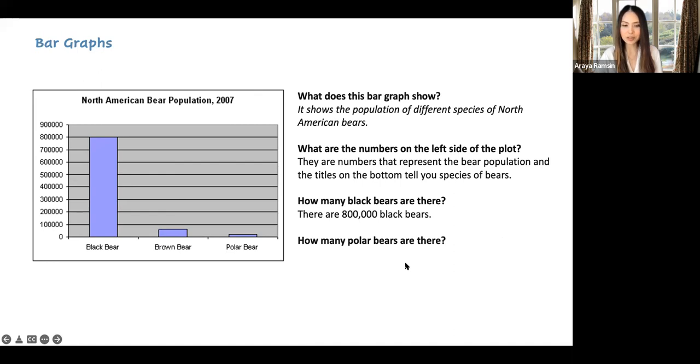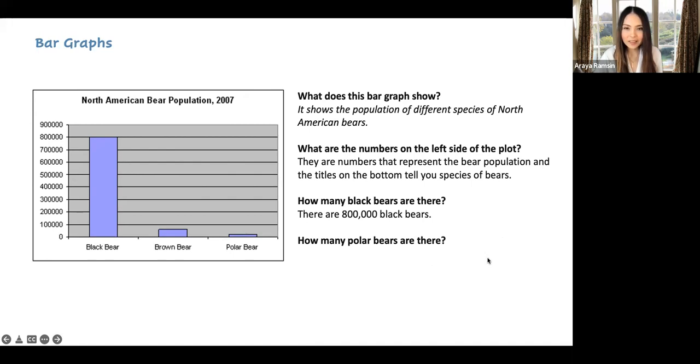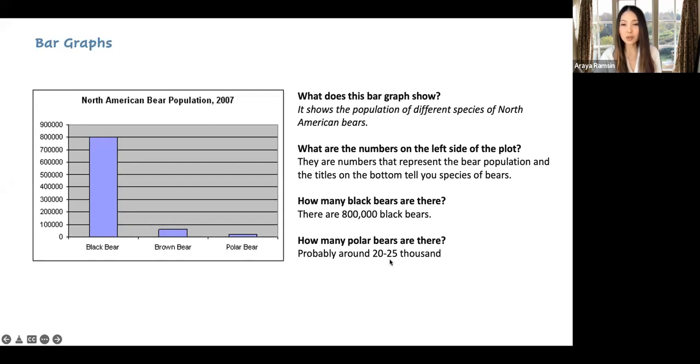What about last question? How many polar bears are there? Low. Very low, yes, like around, okay. Yeah, the number is not there, but you can maybe say that probably around 20 to 25,000 maybe. Okay, like around that. Not a lot at all.